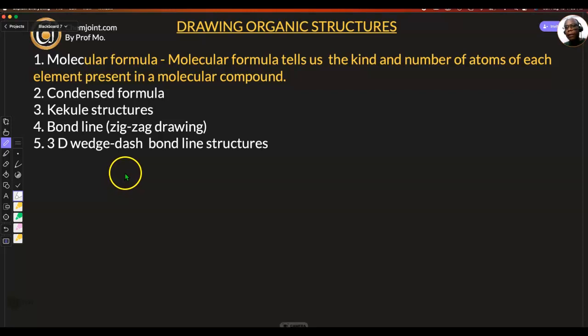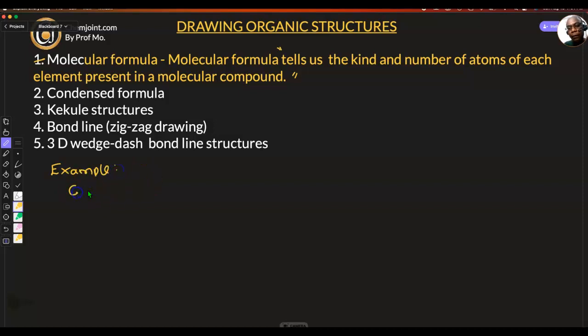In this video, I will describe the different drawings of organic structures in organic chemistry. The very first one is molecular formula. When you're given a molecular formula, it should tell you the kinds and number of atoms of each element present in the molecular compound, but it does not tell you how those atoms of the elements are connected. Let's look at an example.